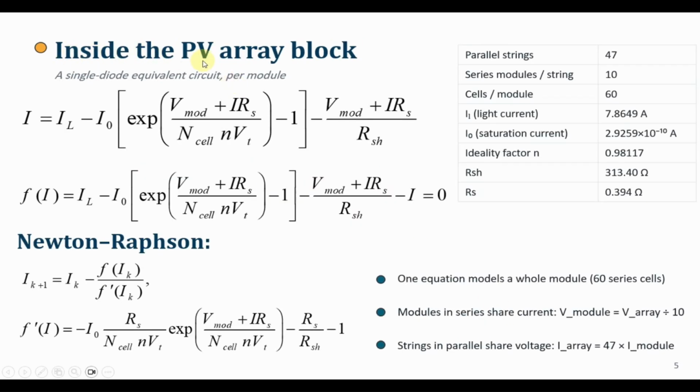Inside the PV array block, Simulink uses the single-diode equivalent circuit. This nonlinear equation describes the electrical behavior of a solar cell. Notice that the current appears on both sides of the equation. Because of this, the equation cannot be solved directly. Instead, numerical methods such as Newton-Raphson are used to calculate the current. The complete PV array is built from individual modules connected in series and parallel. In this model, each string contains 10 modules connected in series and 47 strings are connected in parallel.